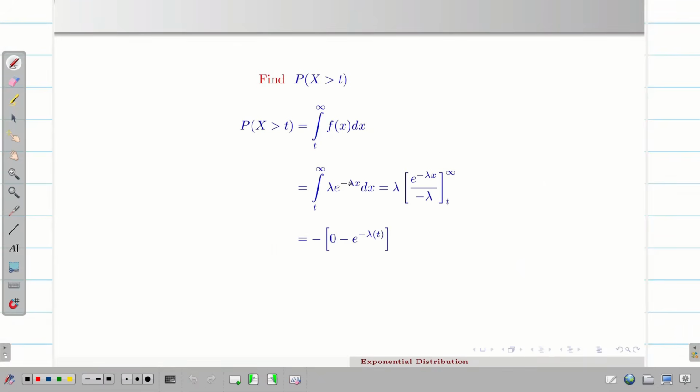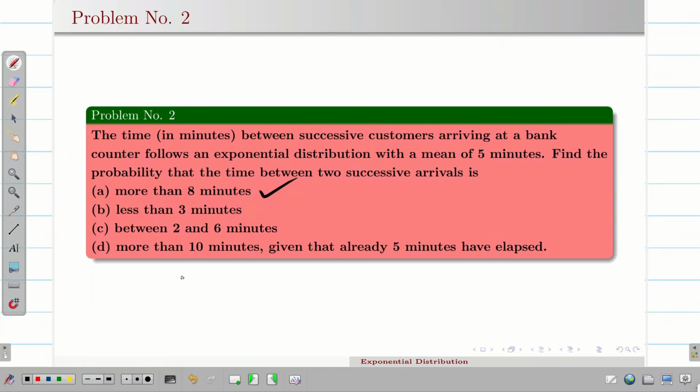So we have to derive this. It is very important. Once we derive this, we can use this result for all our problems. Now let us go into the problem. Now let us see the first question. What is the probability that time between 2 successive customers is more than 8 minutes?